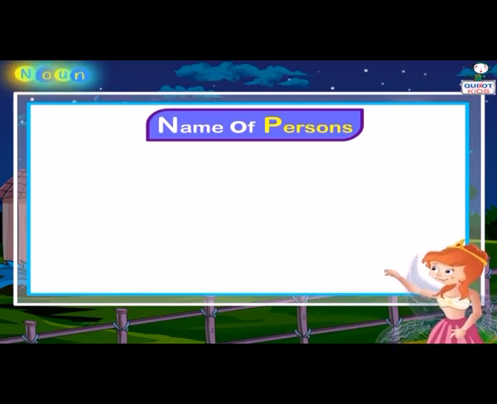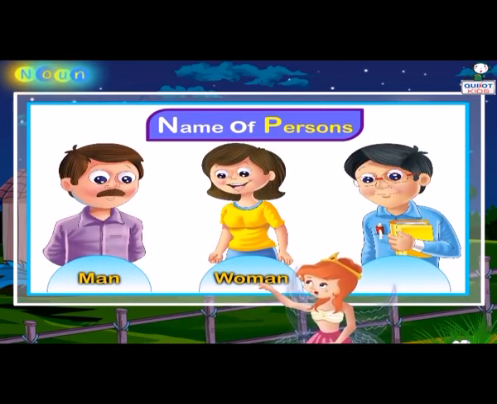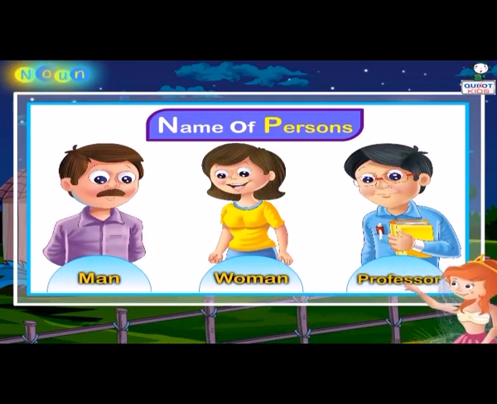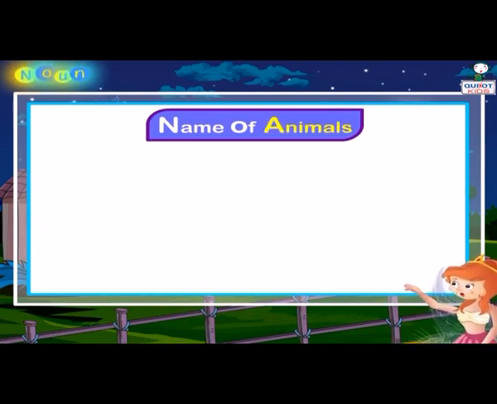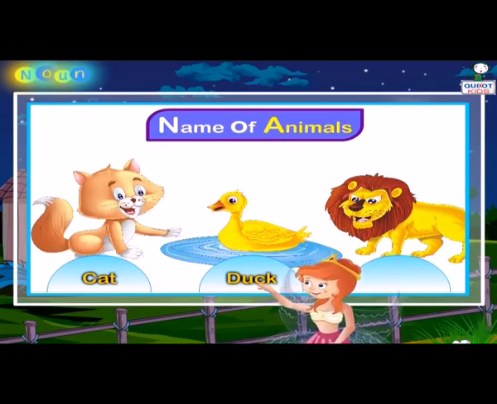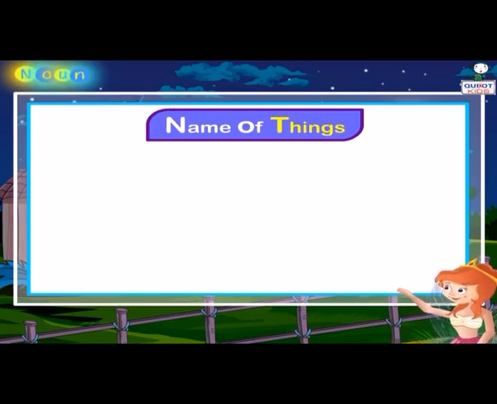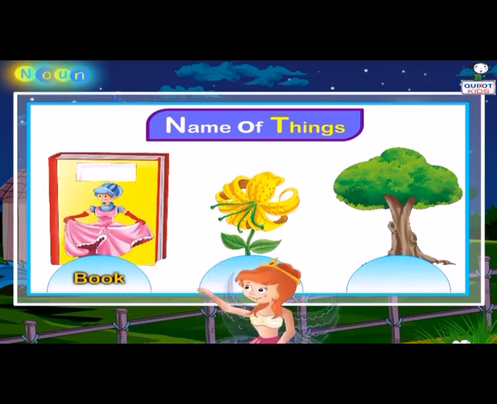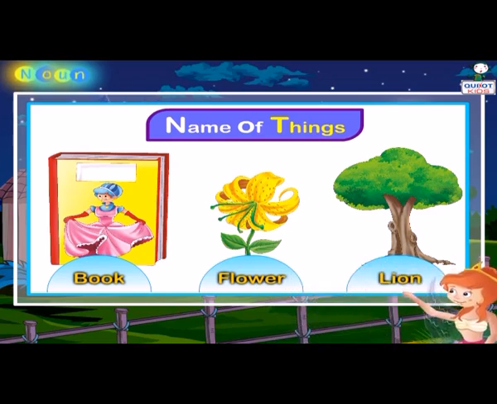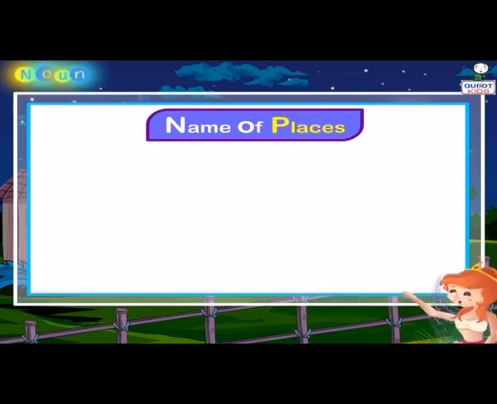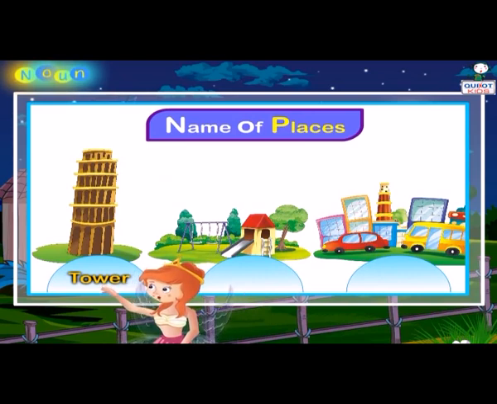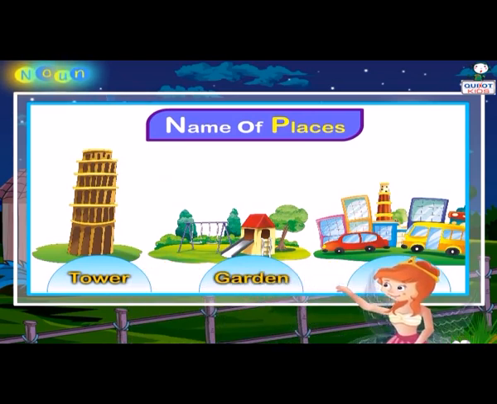Name of persons: man, woman, professor. Name of animals: cat, duck, lion. Name of things: book, flower, tree. Name of places: tower, garden, city.